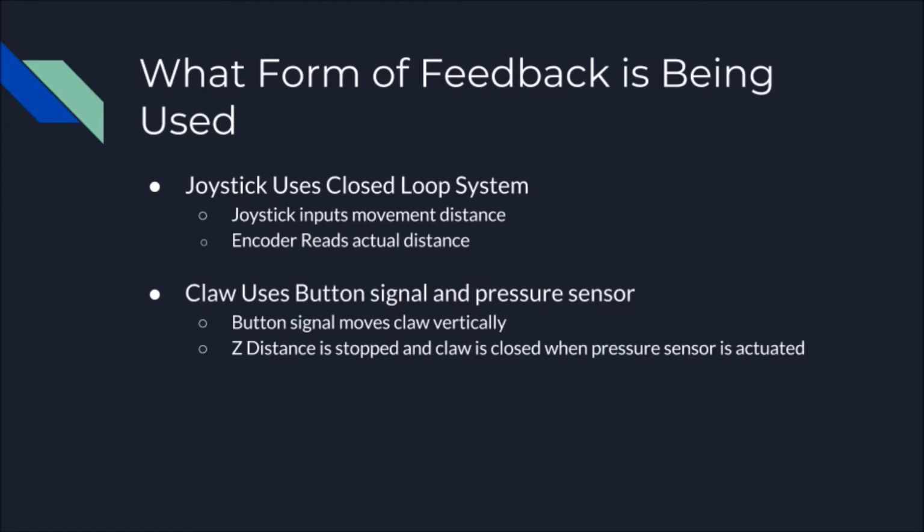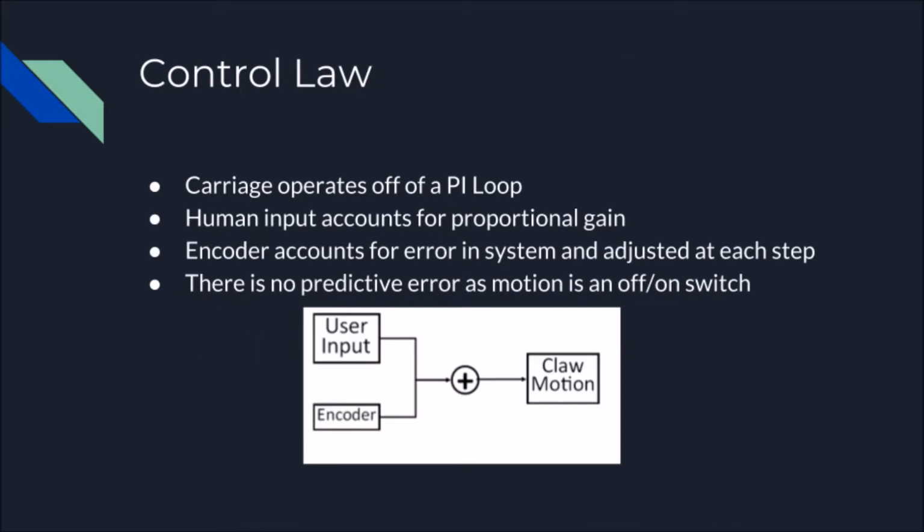The joystick operates on a closed-loop system. The displacement of the joystick is measured, while actual distance is determined via an encoder. The claw relies on the button signal for both motion initialization and claw actuation. As previously covered, the signal determines movement in the Z direction, and then a built-in sensor determines claw actuation. The carriage follows a standard PI loop. The joystick displacement is the standard proportional gain. The encoder accounts for the integrator, as it counts the error in each step and corrects for it.